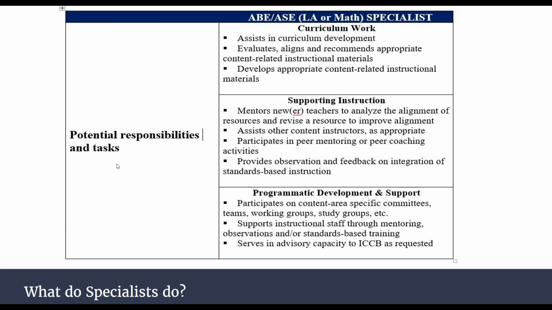I just like for people to see that up front so they have a frame for what we're doing in specialist training and why it's a little bit different from Standards Proficient, which again is very specific to the classroom and what happens with direct student contact.